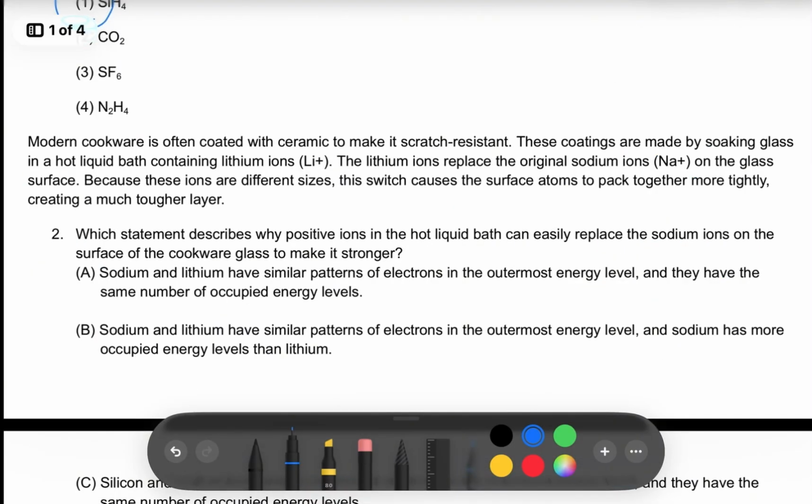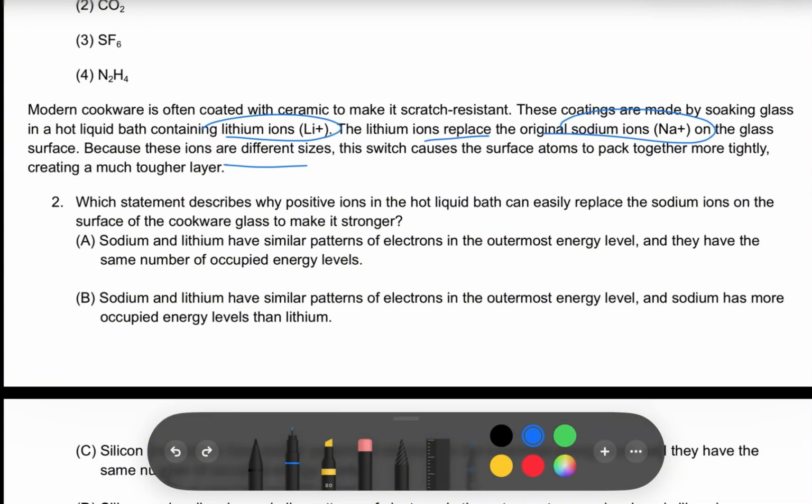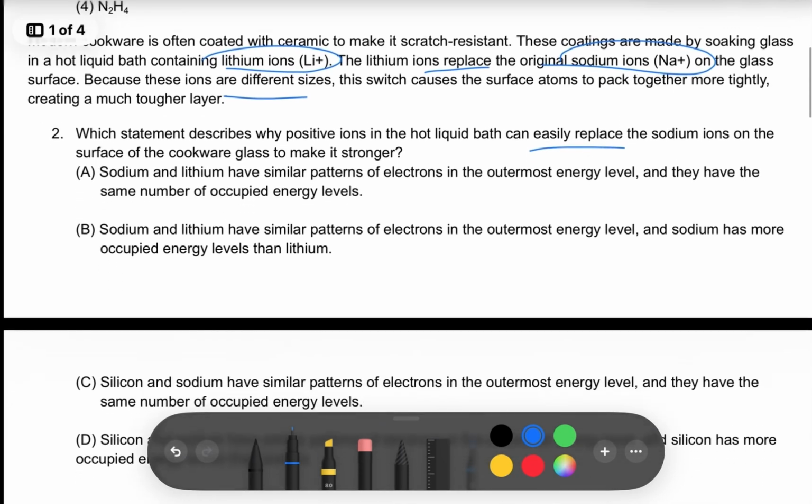Question 2. Modern cookware is often coated with ceramic to make it scratch resistant. These coatings are made by soaking glass in a hot liquid bath containing lithium ions. The lithium ions replace the original sodium on the glass surface. Because these ions are different sizes, it causes the surface atoms to pack together more tightly. Which statement describes why positive ions in the hot liquid bath can easily replace the sodium ions on the surface of the cookware glass to make it stronger?